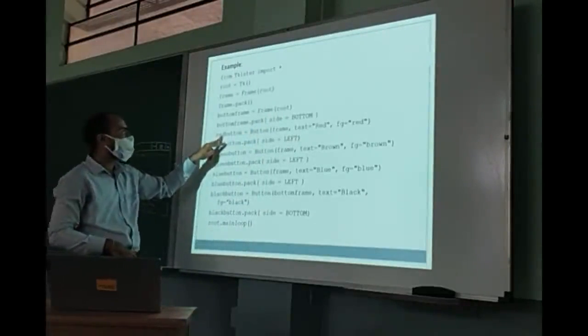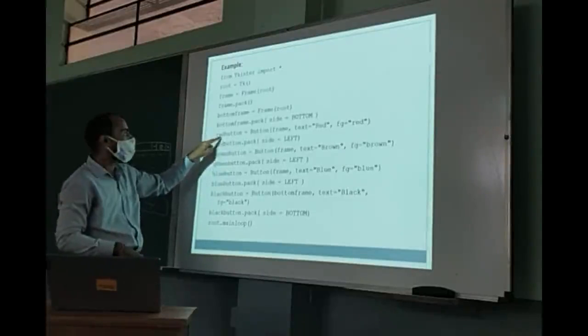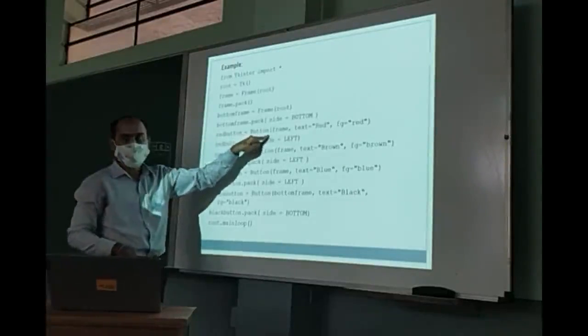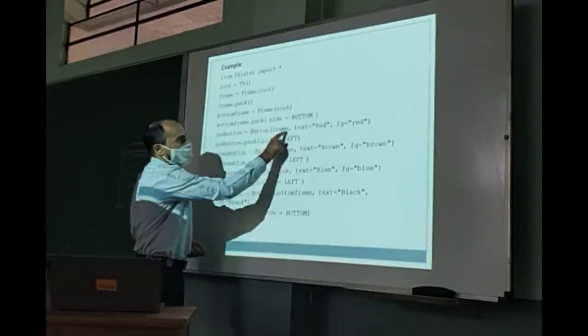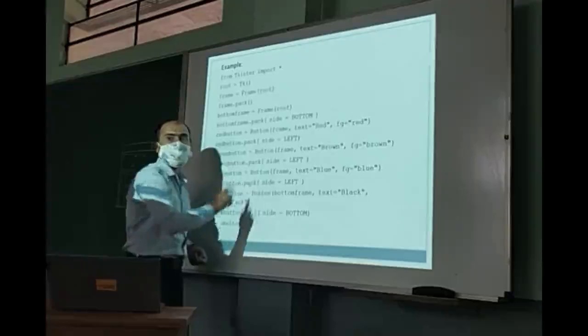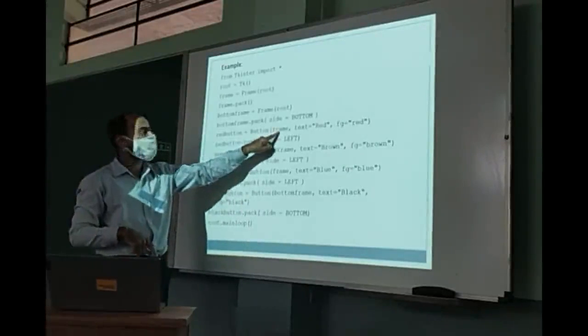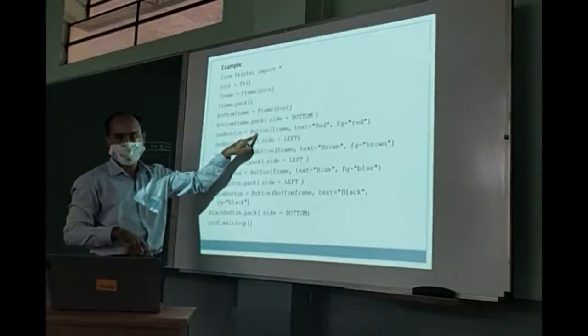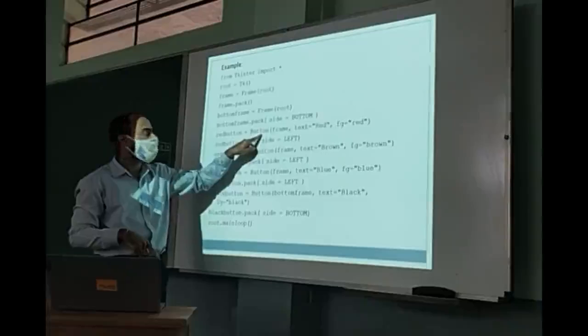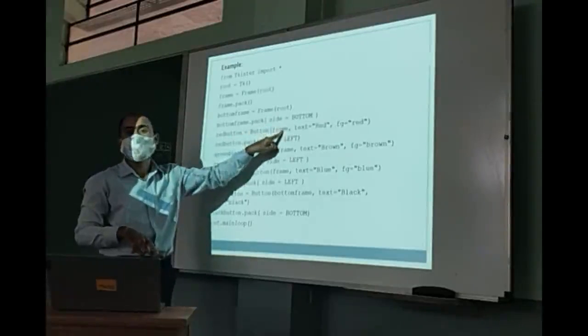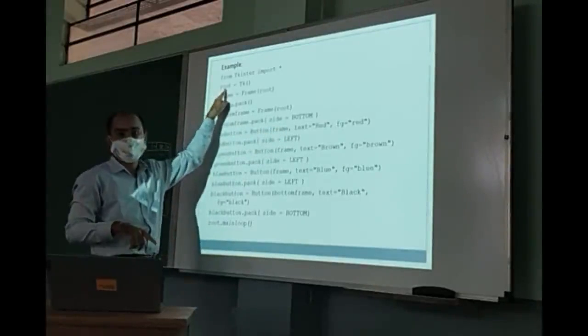Then we are creating some widgets. We have created a button here. And to the button, what are we passing here? We are passing frame as the first parameter. It means the frame is the parent for the button. Frame is the parent for the button. We are adding the button on the frame, not on the root.